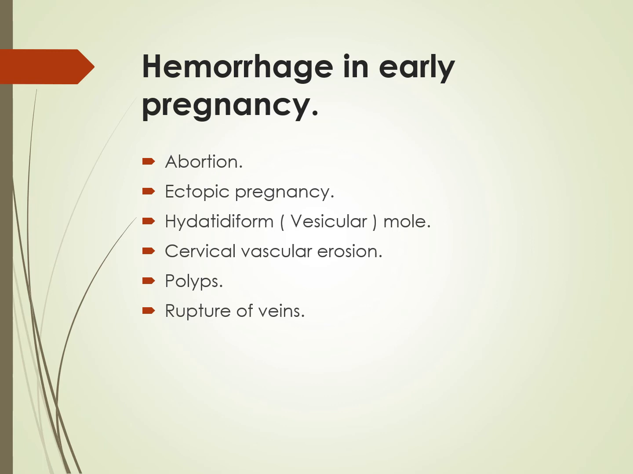And other common reasons can be growths in the cervix or the vagina. So this growth can be a mole, it can be a polyp, or any other kind of growth in the cervix or the vagina, and it can lead to bleeding in the early stages of pregnancy. And the next reason can be erosion of the blood vessels in the cervical area, or even the rupture of the veins breaking up and leading to bleeding through the vagina. So from abortion to the erosion of the cervical area, there can be multiple reasons for bleeding during pregnancy.